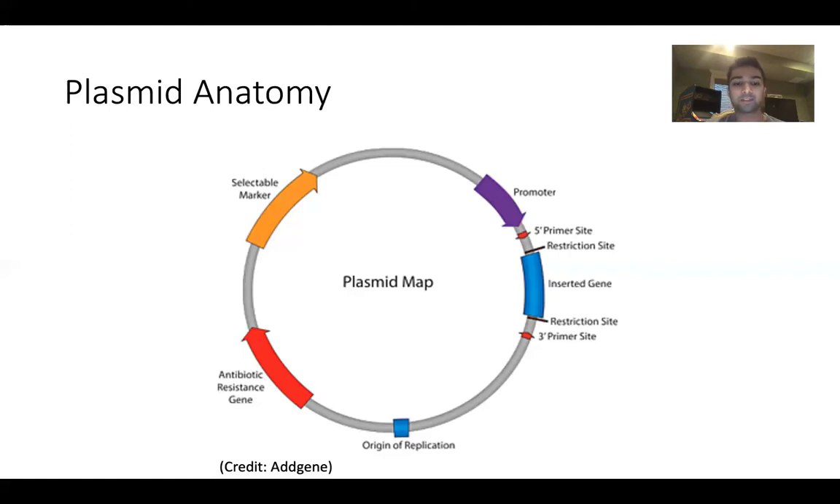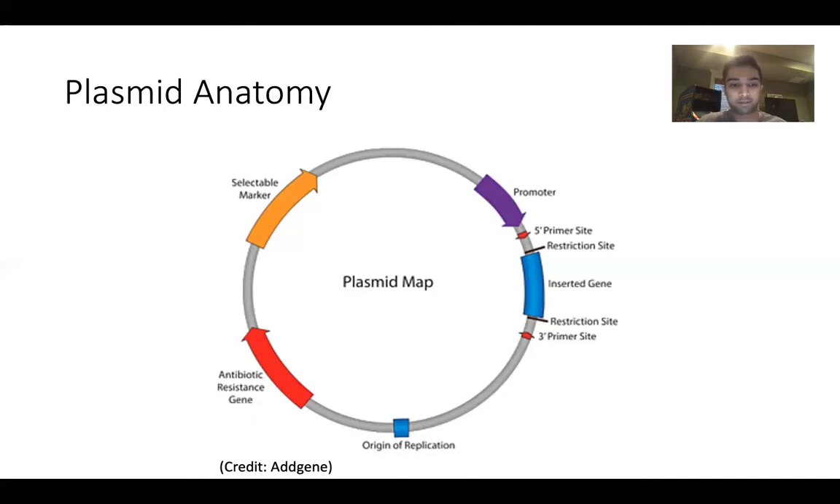Then the origin of replication on the bottom is where the entire plasmid is replicated. And unlike our human chromosomes, which have multiple origins of replication, bacterial DNA, so the bacterial chromosome, as well as the bacterial plasmid, each only have one origin.